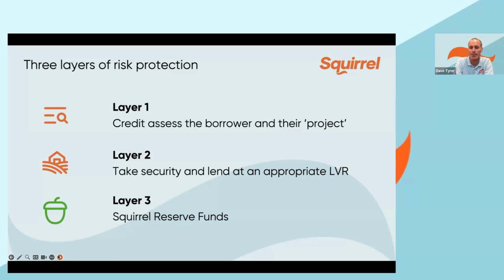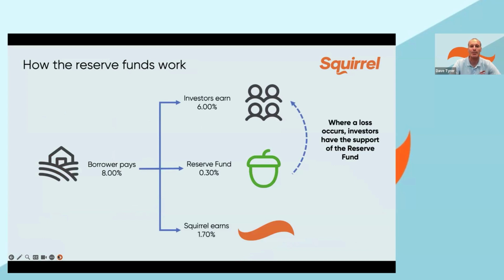Third layer is Squirrel's reserve fund. So this is really what I would consider to be the shock absorber. So let's now talk a bit more about how the reserve funds work. So here's a working example. I've just made the numbers up, but they'll give you a sense of it.